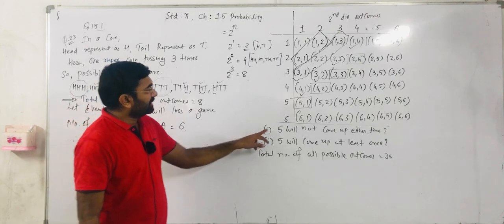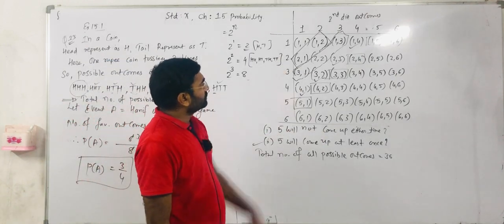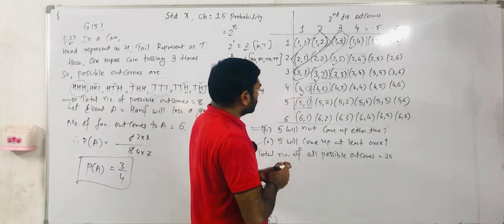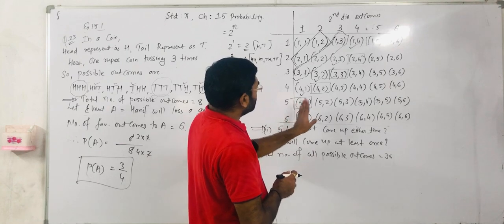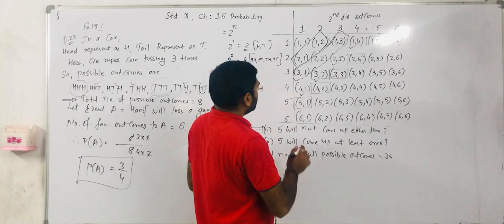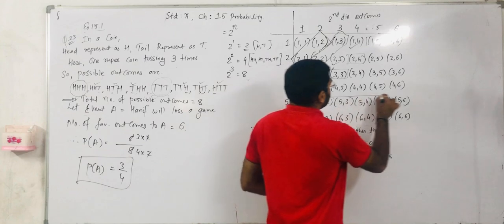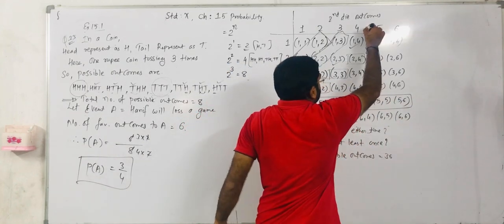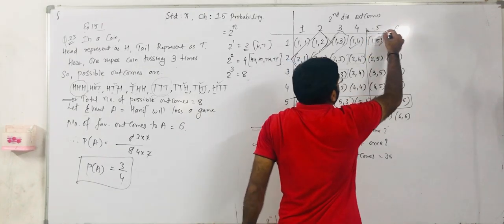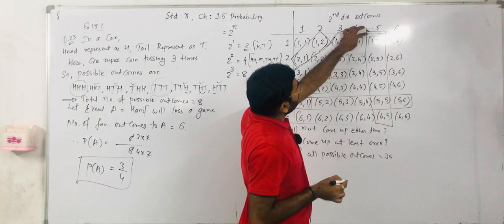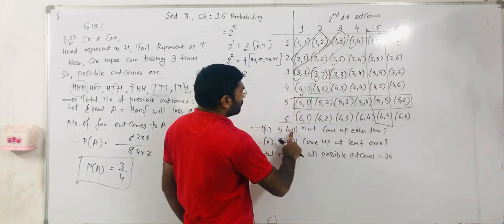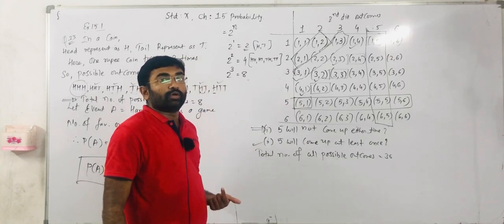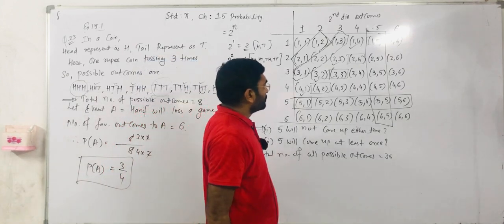Now, 5 will not come up either time. So in those outcomes we do not want a 5 in any outcome, meaning neither in the first nor in the second throw. We can say in these outcomes we get the 5, but as per the question, 5 will not come up either time. Not even one time do we want a 5. So in how many outcomes do we get the 5?